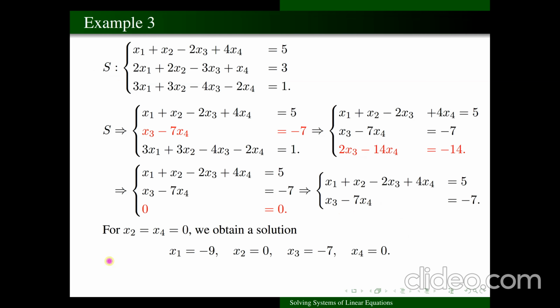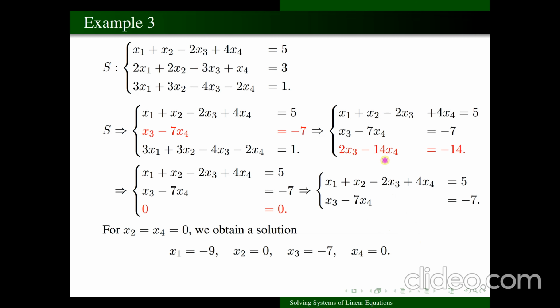If we put x2 equals 0 and x4 equals 0, then we obtain a solution given by x1 equals -9, x2 equals 0, x3 equals -7, x4 equals 0. But in fact, there are other solutions. For instance, x1 equals 1, x2 equals 0, x3 equals 0, x4 equals 1 is also a solution, as you can check.